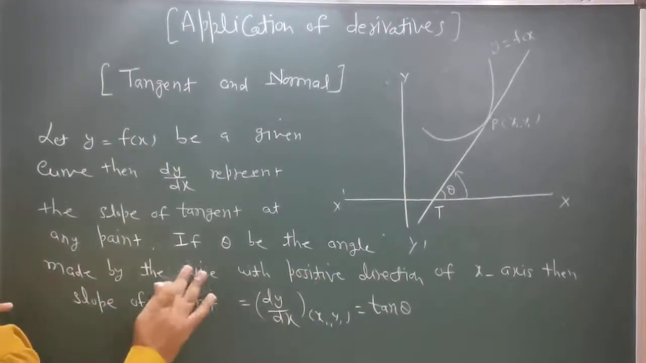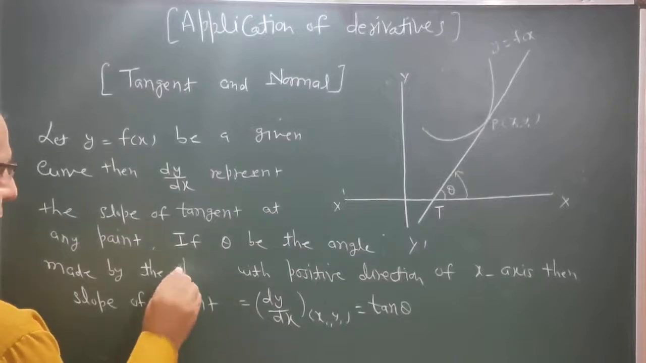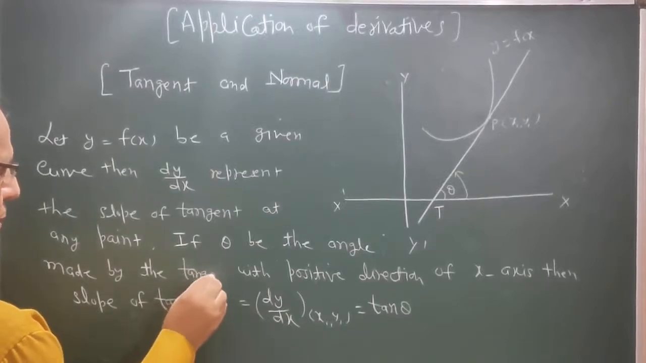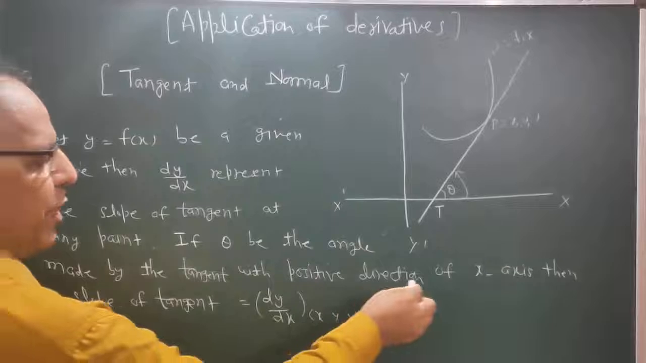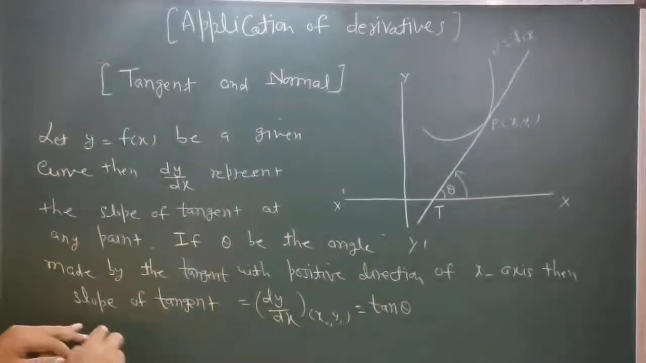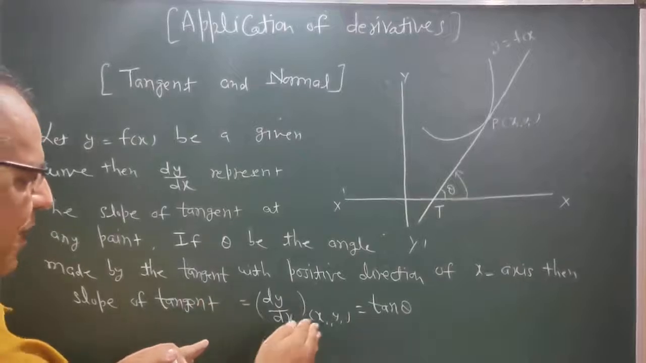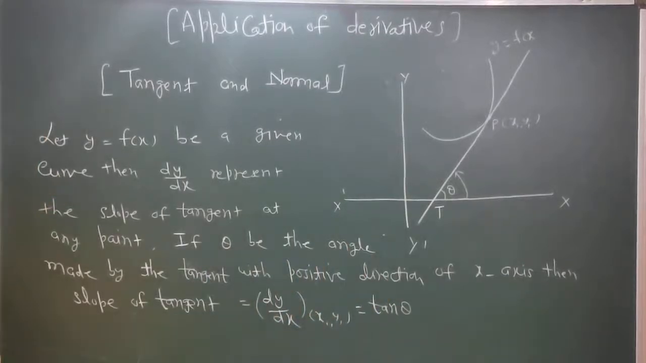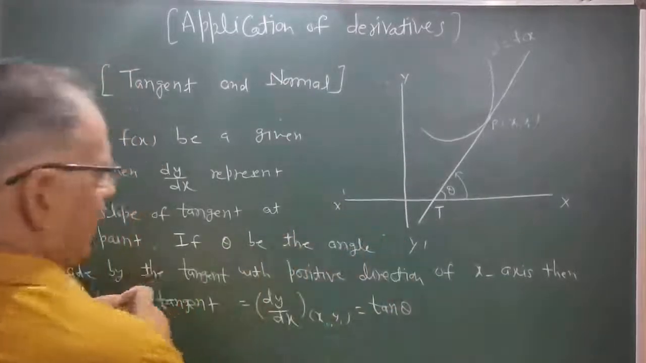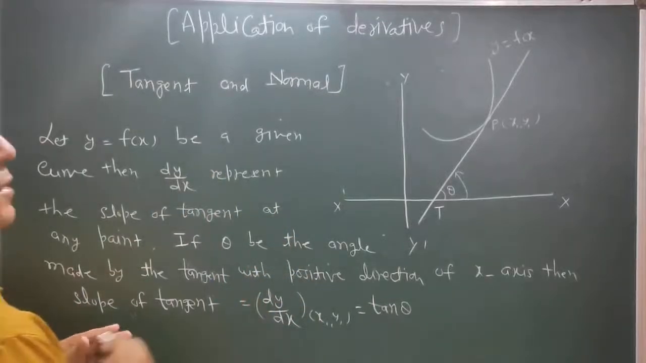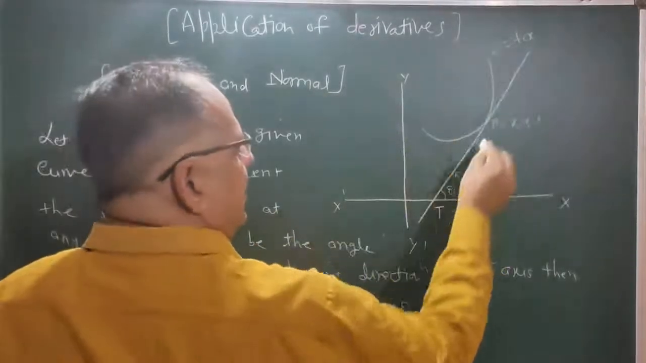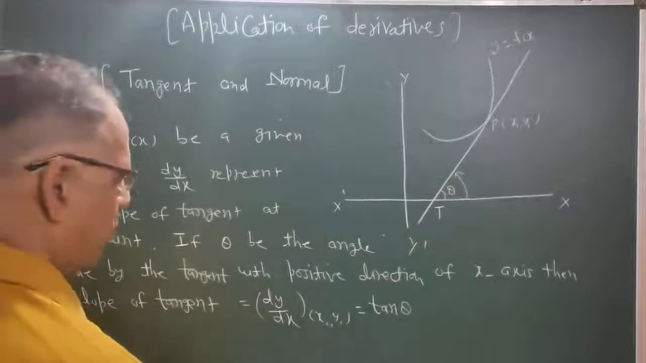Then the slope of the tangent at any point, if theta is the angle made by the tangent with the positive direction of x-axis, is equal to dy over dx at (x1, y1), or is equal to tan theta. So this is the concept of tangent. Here the tangent makes an angle theta with the positive direction of x-axis.